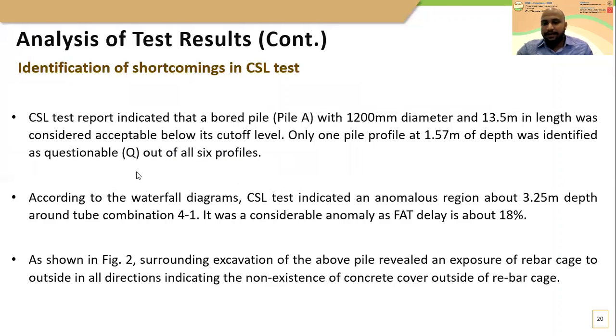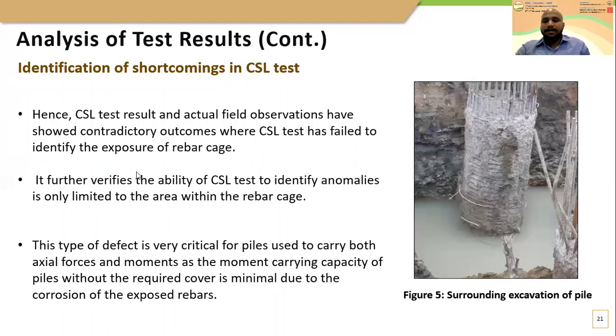Moving on to the identification of shortcomings in the CSL test. A case where a bored pile was considered acceptable below its cutoff level according to the CSL test. Only one pile profile at 1.57 meter depth was identified as questionable, but surrounding excavation of the pile revealed an exposure of the rebar cage to the outside, which contradicts the CSL test output.